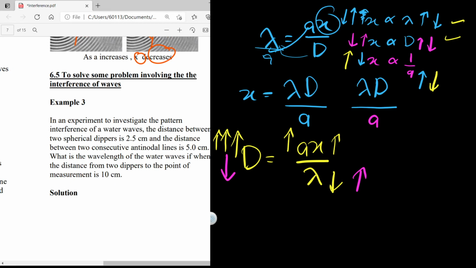Okay, let's try to solve one problem involving interference. Let me remove this one first, and we just add another layer. Let's look at example number 3. In an experiment to investigate the interference pattern of a water wave, the distance between two spherical dippers is 2.5 cm. You must understand here, the distance between the two spherical dippers.